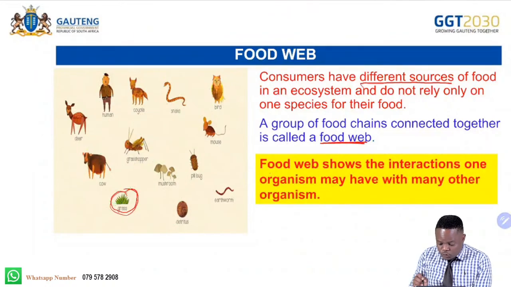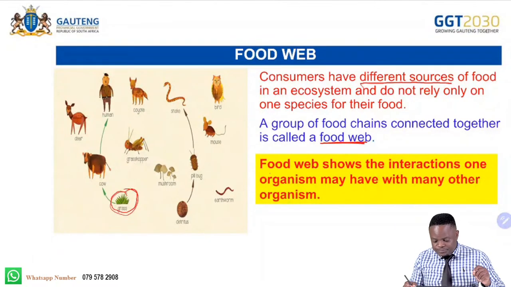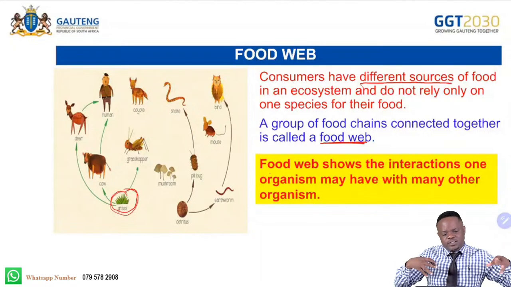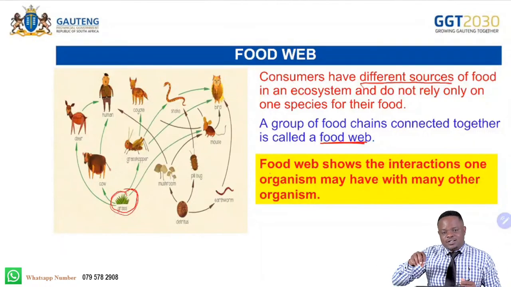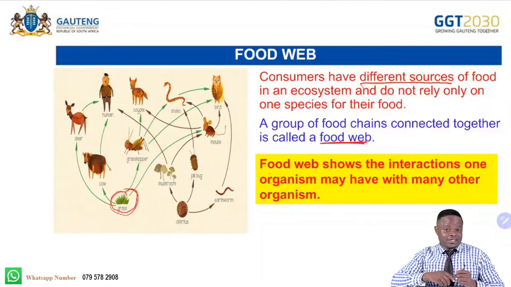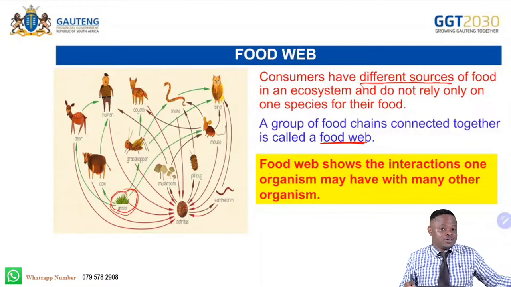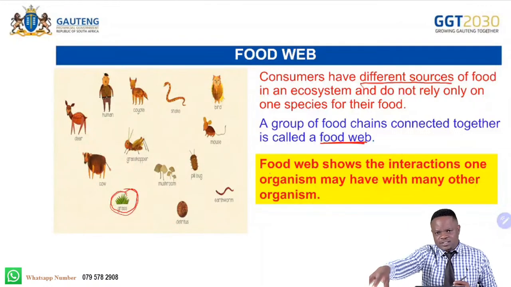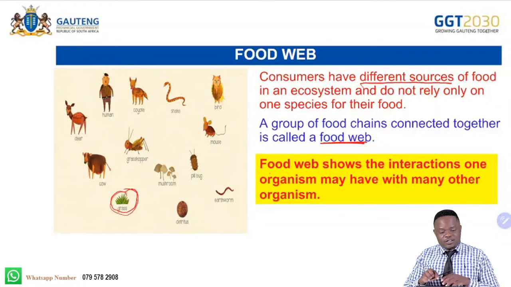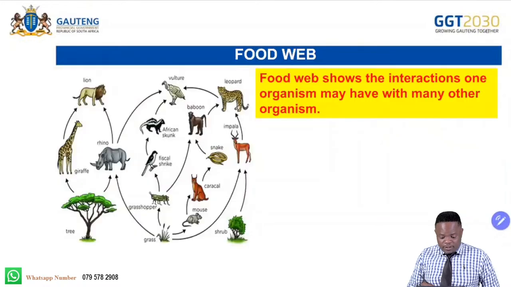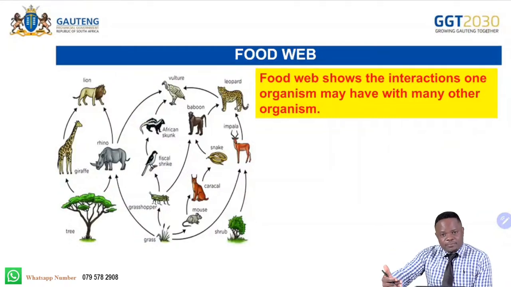Your food web shows the interactions between an organism and many other organisms. In some cases the organism is a predator, and in other cases the same organism becomes the prey. In some cases it eats, in other cases it gets eaten. We see all those interactions in our food web. If you are given a typical food web, you should be able to come up with different food chains.